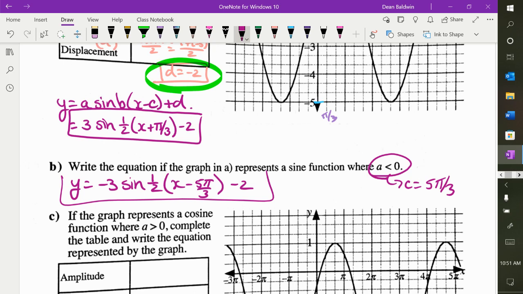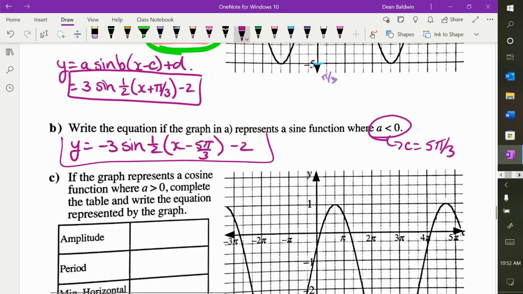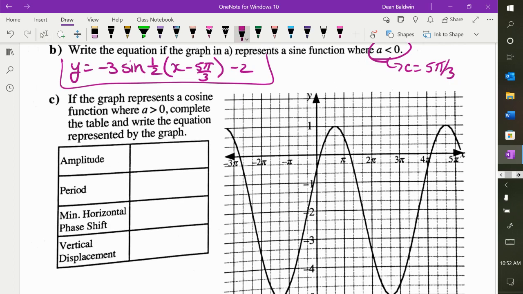Now we're going to do cosine. But what's the only thing that changes? The c value is the only thing that changes. So what's our amplitude, our a value? 3. We're going to do cosine with a positive a. What's the period or the b value? It's a half. It doesn't change. What's the d value? Negative 2. Okay. The c value changes.